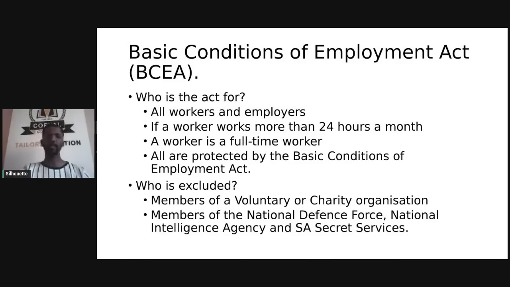And then who is excluded? All members that volunteer or work for charity organizations, and then members of the National Defense Force, the National Intelligence Agency, as well as the South African Secret Services are not bound or are not protected by this act.